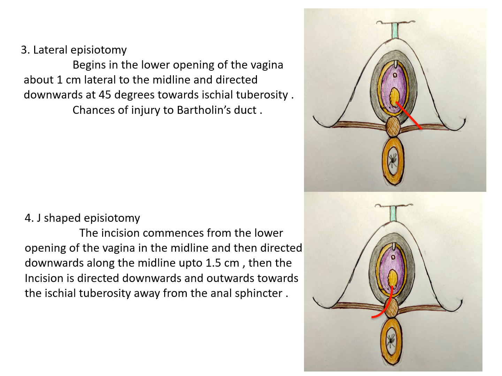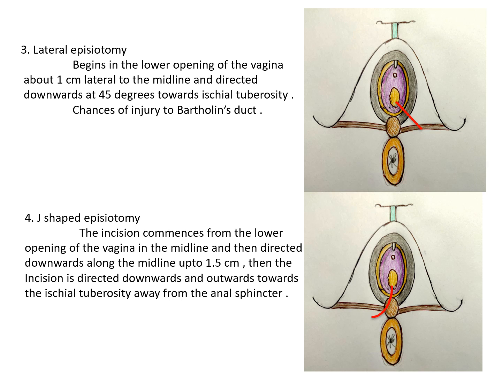So in the lateral episiotomy, the incision starts from the lower opening of the vagina about 1 centimeter lateral to the midline. Then the incision is directed downwards and laterally at an angle of 45 degrees towards the ischial tuberosity. Here the incision may injure the Bartholin's duct.